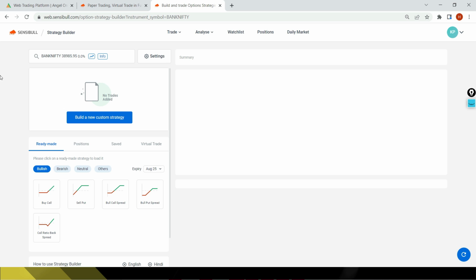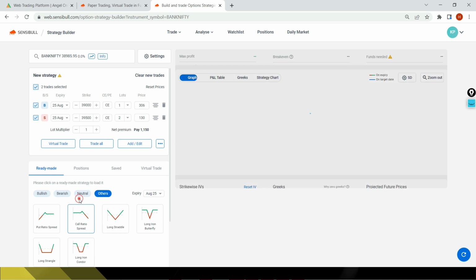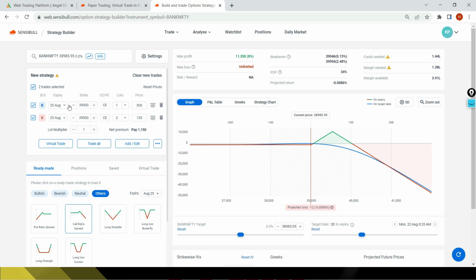So I'll just go to Bank Nifty. I'll go to the ready-made option in Sensible. Let me select this, go to others, and then select the call ratio spread. We all are aware, right? Call ratio spread is one buy position and two sold. See, one buy and two sold position. So your capital required is 1,38,000.